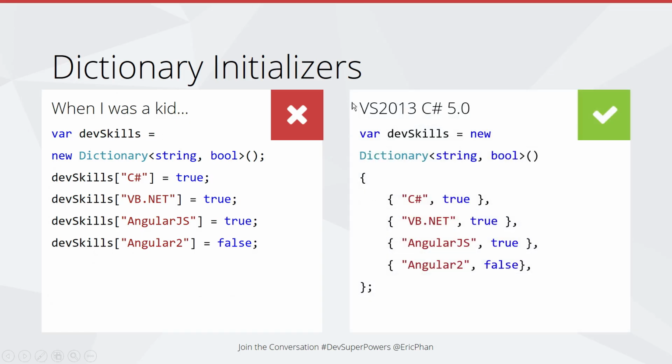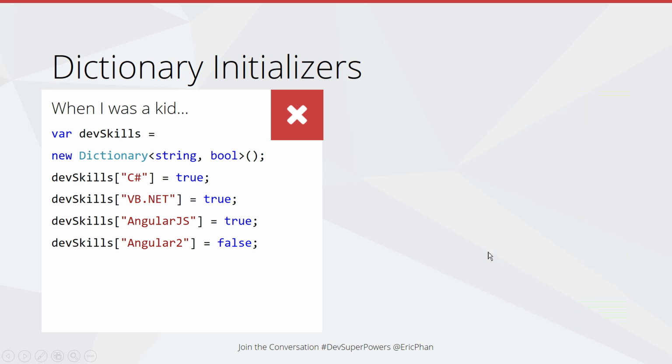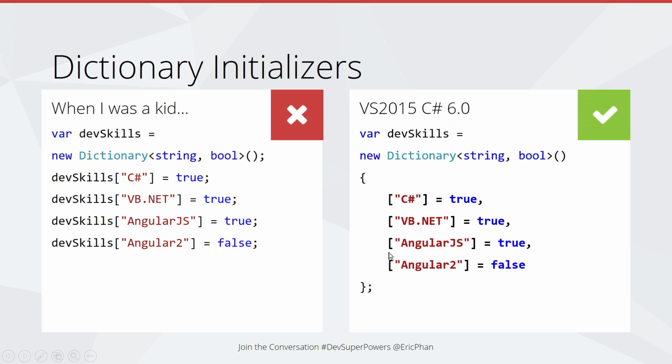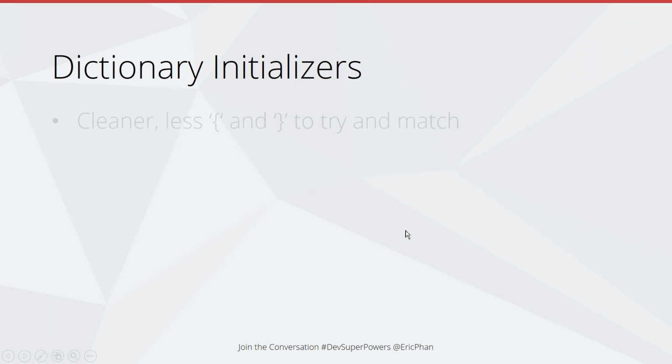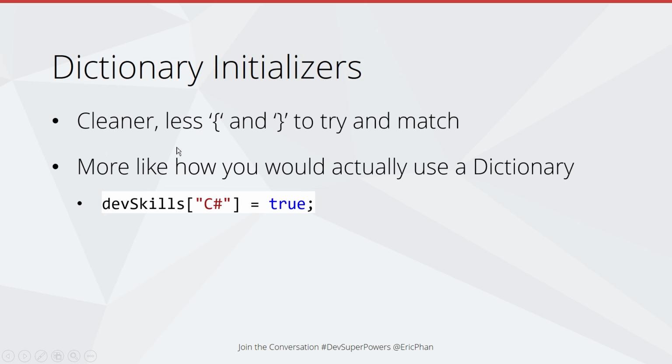So in C#5, basically we use the curly brackets to do the initialization. In C#6, we've got square brackets. I think that is an improvement. As I said, there are fewer curly brackets to try and match, and it's more in tune with how you would use the dictionary.